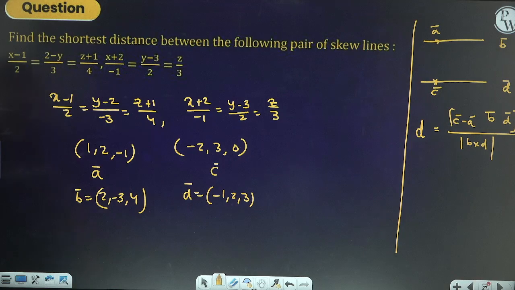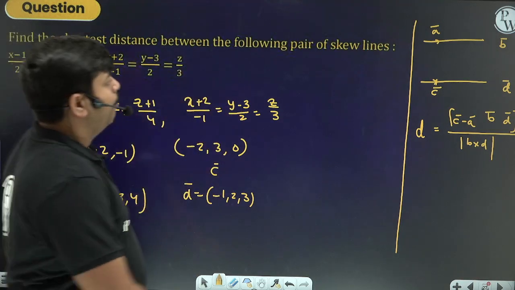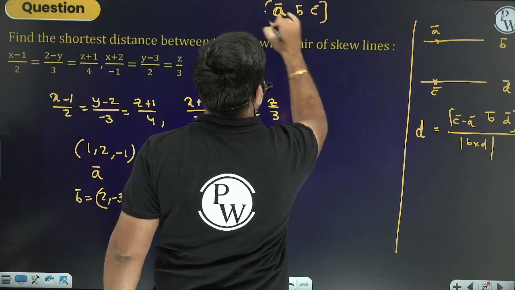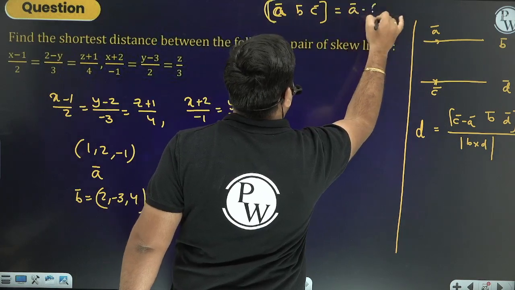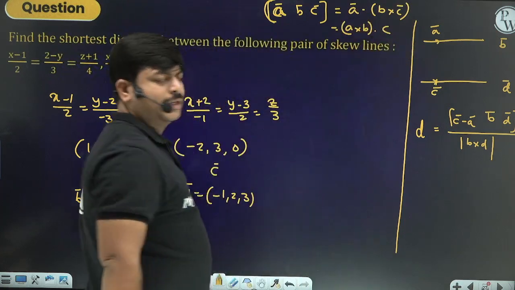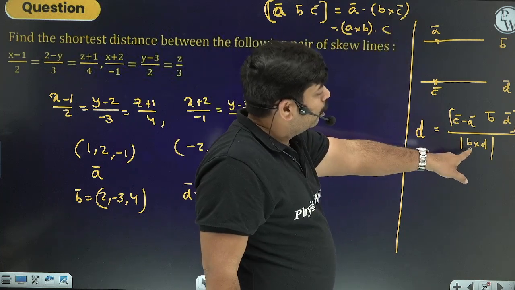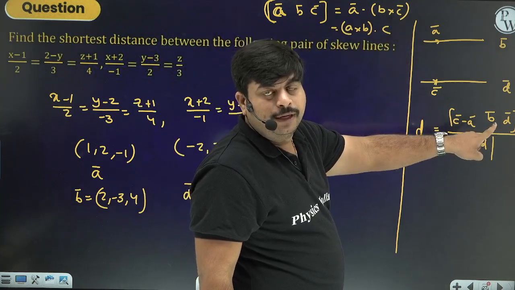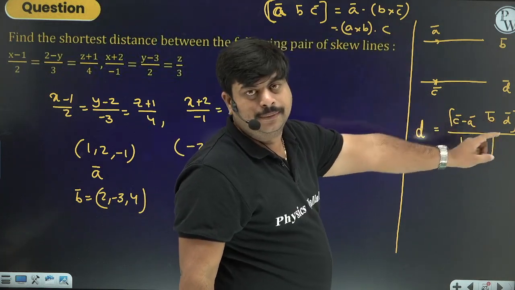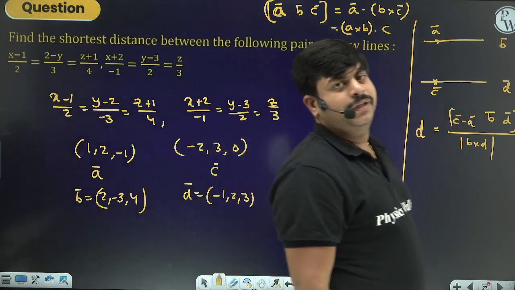Right, so find what is C bar minus A bar, and the box of B bar, D bar. What is the box? If the box is A bar, B bar, C bar, you can go with A bar dot B cross C, or you can also go with A cross B dot C. Both of them will be the same. Whichever you want, you can do that. But preferably we'll go with this because in the denominator we want B cross D. So finding B cross D will help us in both the terms together. Understood? Right. So from there you get the distance between the pair of lines.